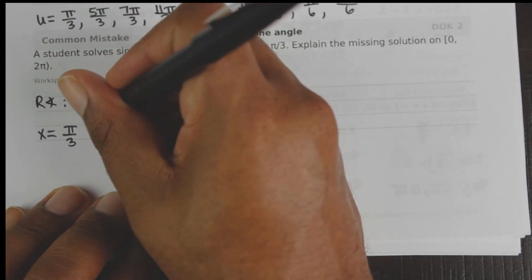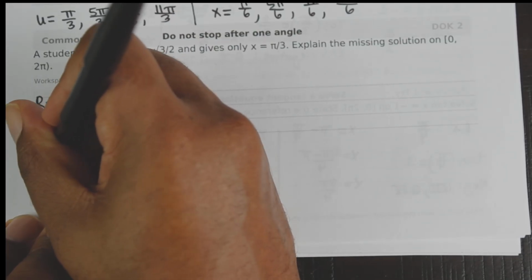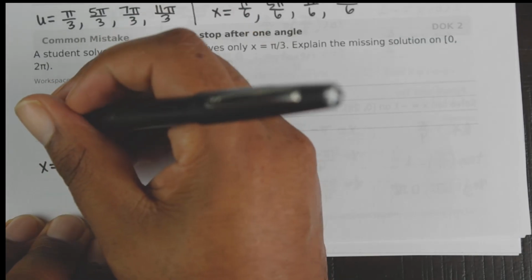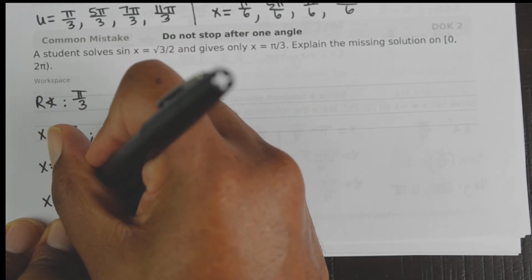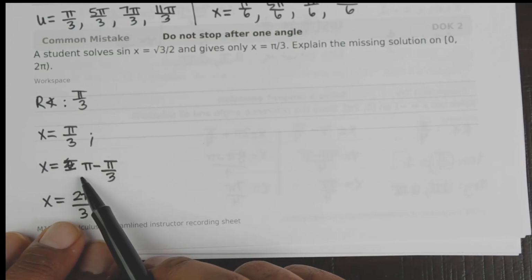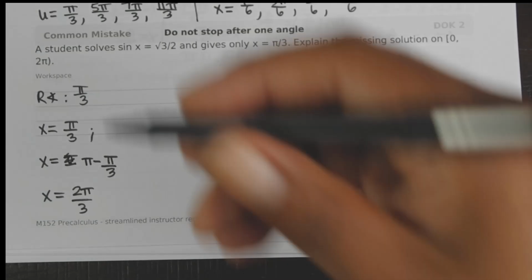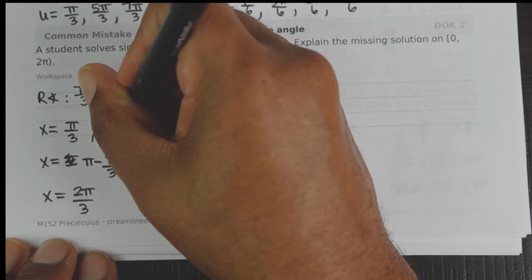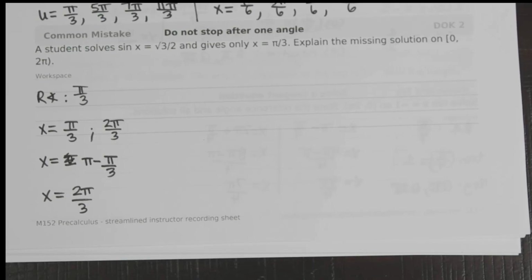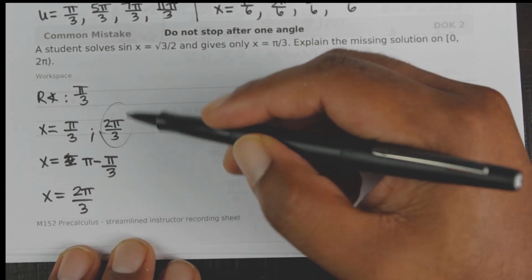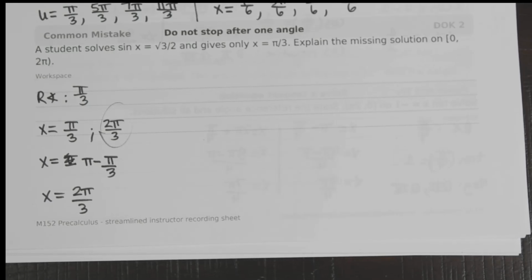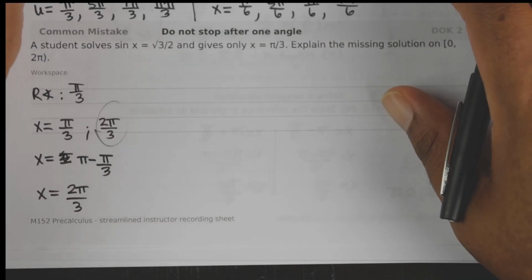And so in quadrant 2, we would have pi minus pi over 3. That would be 2 pi over 3, because it would end up being 3 pi over 3 minus pi over 3. So we would have this one and we would have 2 pi over 3. So those are the two correct solutions. x is equal to pi over 3 and x is equal to 2 pi over 3. So the missing solution is this one. They found one, but they were missing this one right here. So when solving trig equations on an interval, you always have to check the quadrants, because there may be more than one answer to the solution.